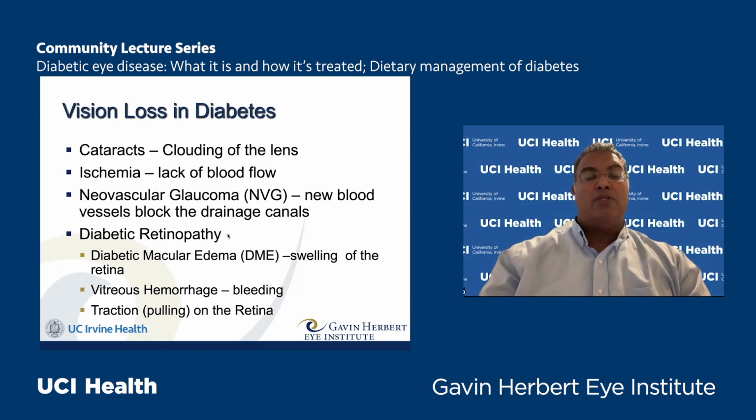Next would be a vitreous hemorrhage, which is bleeding in the back of the eye. When the back of your eye is full of blood, the blood is blocking the light from getting to your photoreceptors.